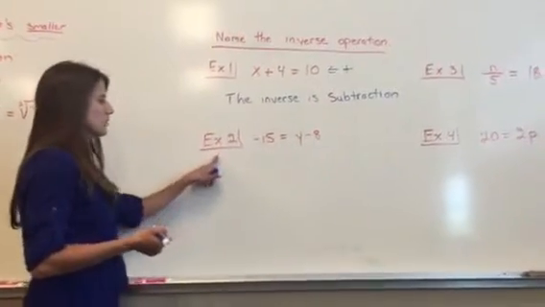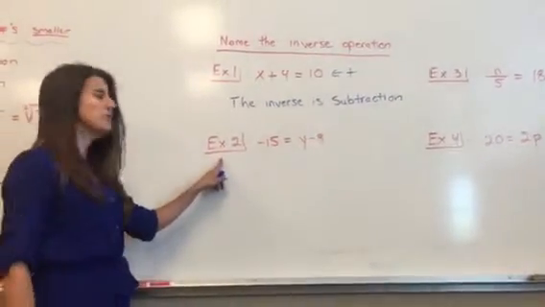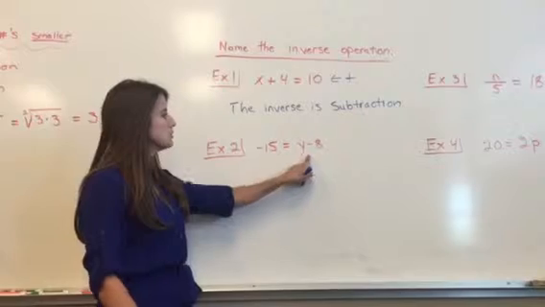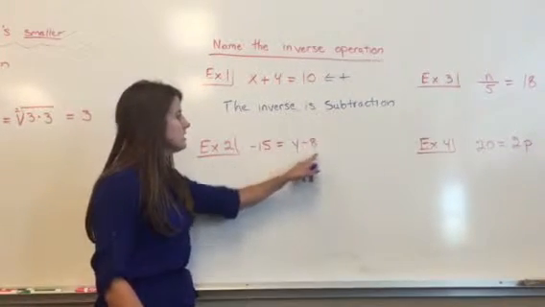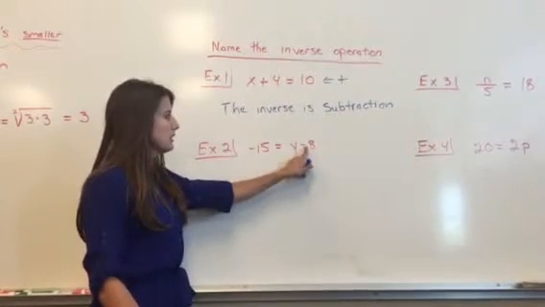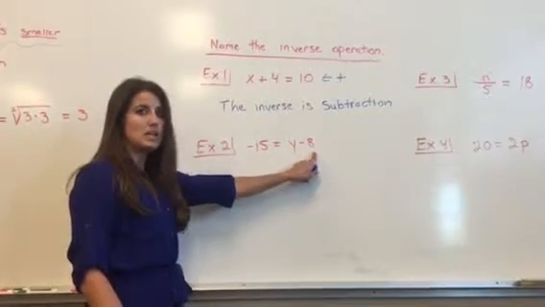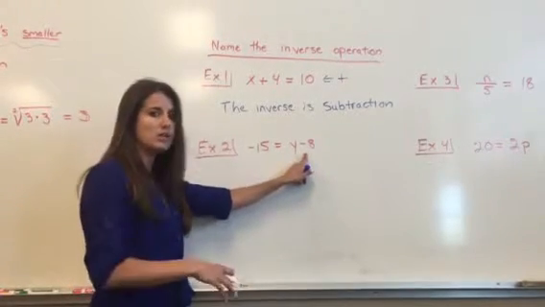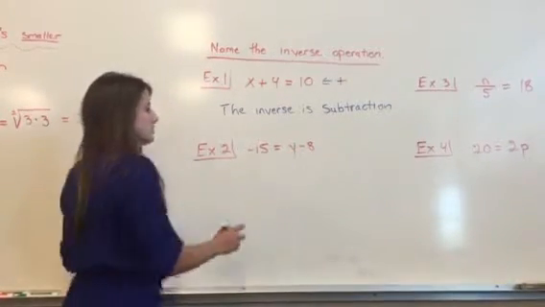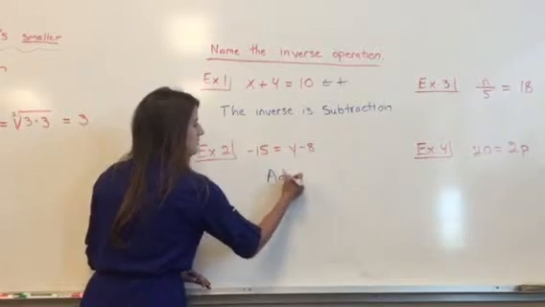So then in the next example, example 2, again, first find your variable. So in this example, your variable is y. So on the same side of the equal sign, your current operation is minus 8, which is subtraction. So then your inverse operation, the opposite of subtraction, would be addition.